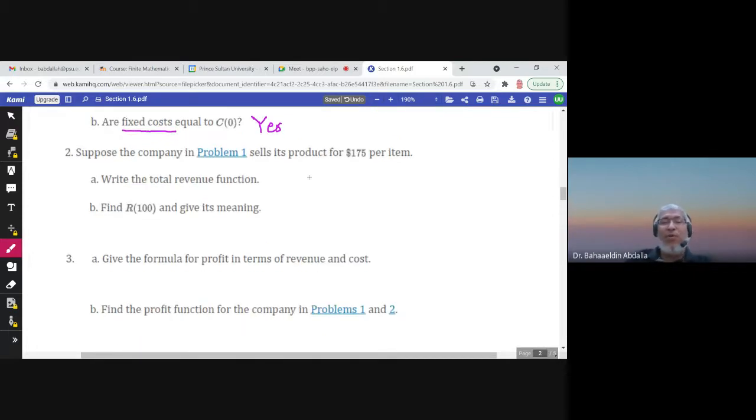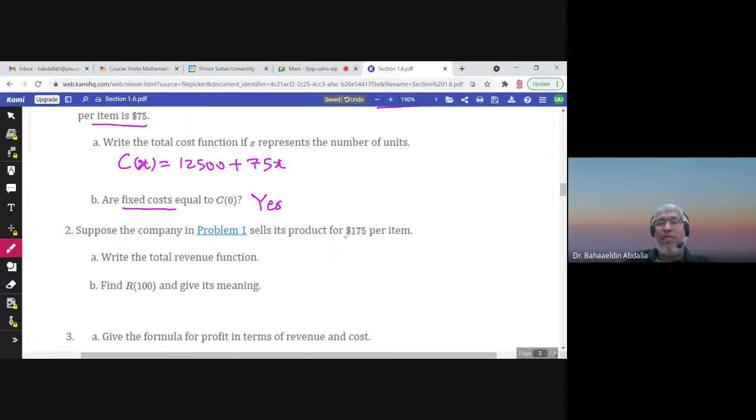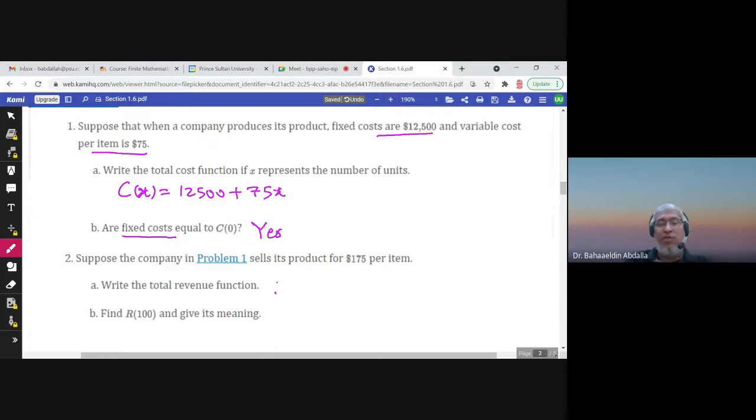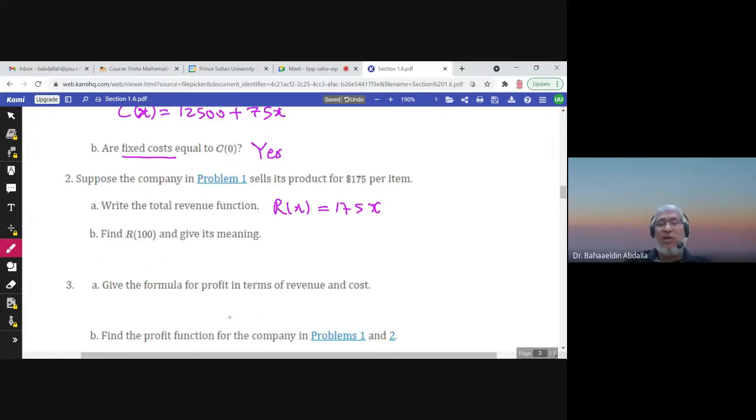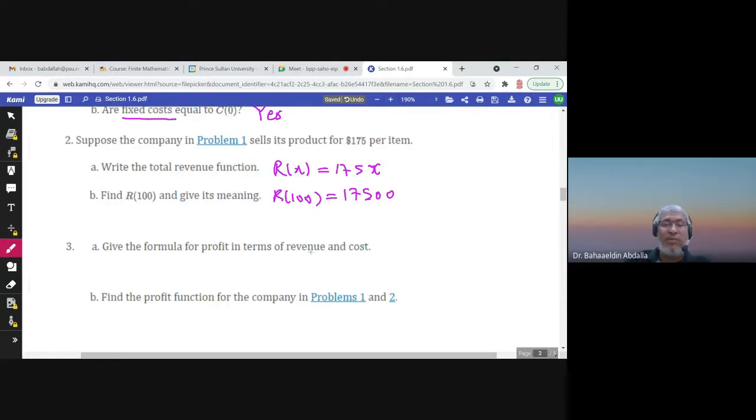Suppose the company in problem 1 sells its product for $175 per item. So the revenue in this case would be 175x. Find R(100). Well, to find R(100), what is the revenue of producing 100 items? You just multiply 175 times 100. So this would be the revenue, $17,500.